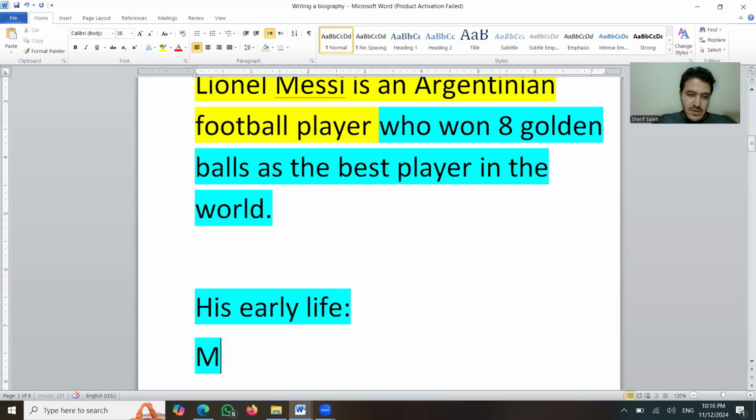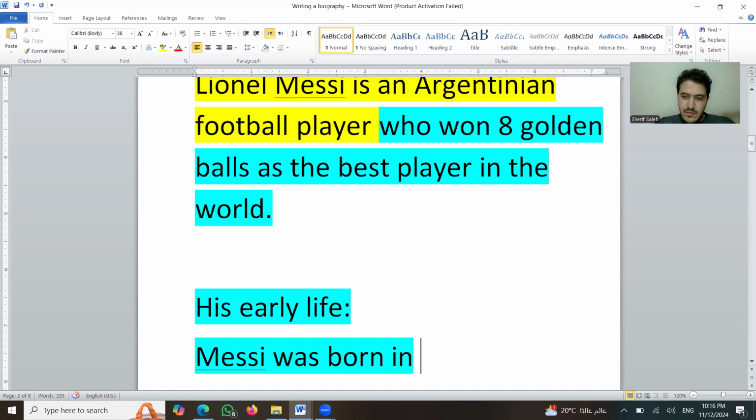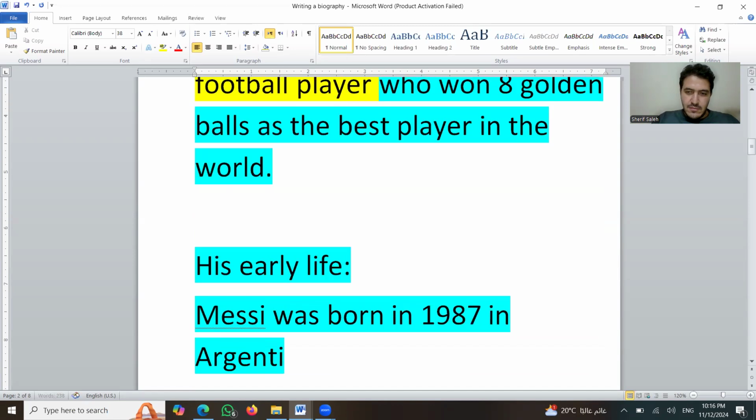You can say Messi was born in 1986 or 87. I don't really remember, but I think it's 1987 in Argentina. If you remember exactly where he was born, it could be in Rosario. That's his hometown, Argentina. If you don't remember Rosario, or if you're not sure, you can simply say he was born in 1987 in Argentina.